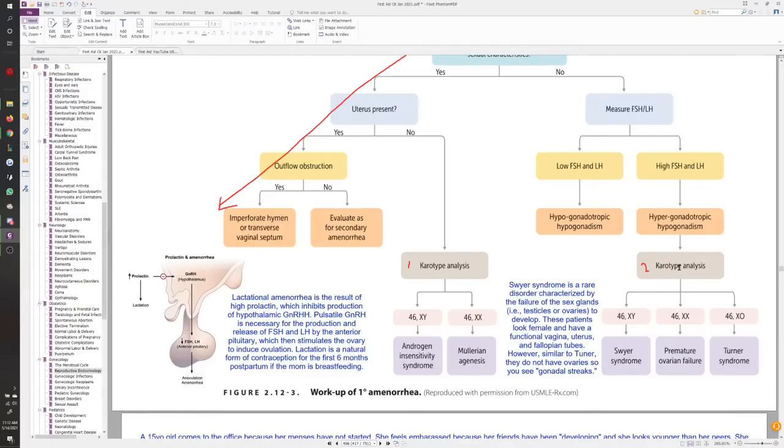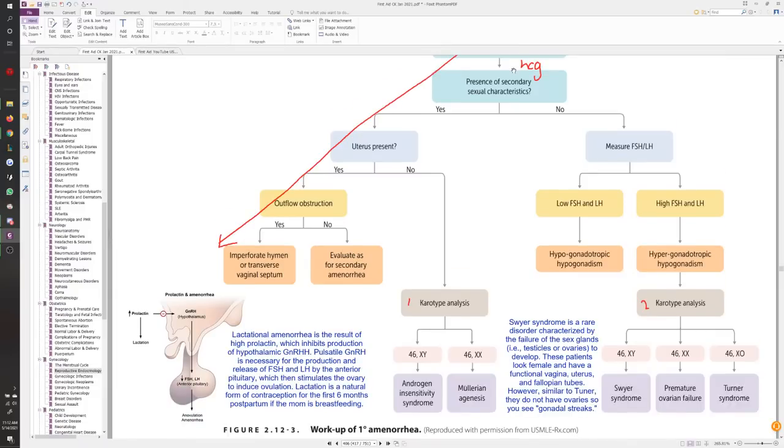So if you do a karyotype analysis of a girl who came in with amenorrhea, is not pregnant, has high FSH, and you find out it's 46XY, then it's not a girl. So what is Swyer syndrome? Swyer syndrome is a rare disorder characterized by the failure of sex glands, testicles or ovaries, to develop. These patients look female and have a functional vagina, uterus, and fallopian tubes. However, similar to Turner, they do not have ovaries, so you see gonadal streaks.